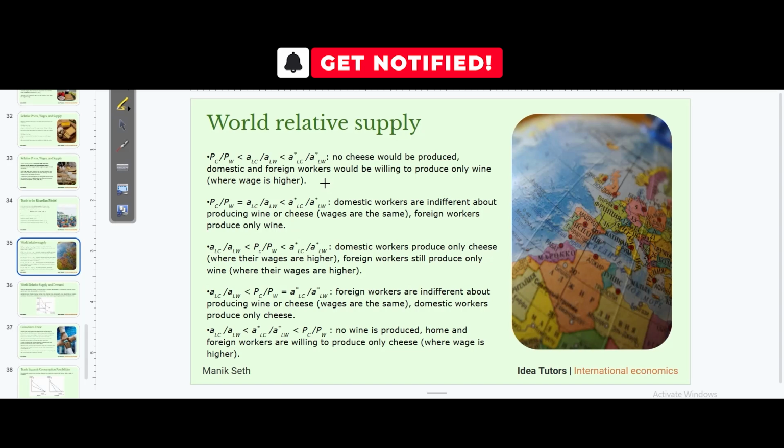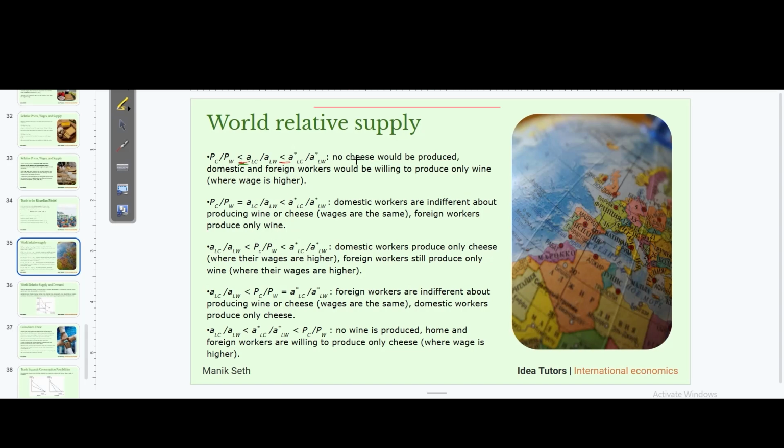PC by PW, the relative price of cheese. If this relative price of cheese is less than the opportunity cost at home and also less than the opportunity cost in the foreign country, then no cheese will be produced, because in the home country the opportunity cost is more, in the foreign country also the opportunity cost is more, so nobody is willing to produce cheese.